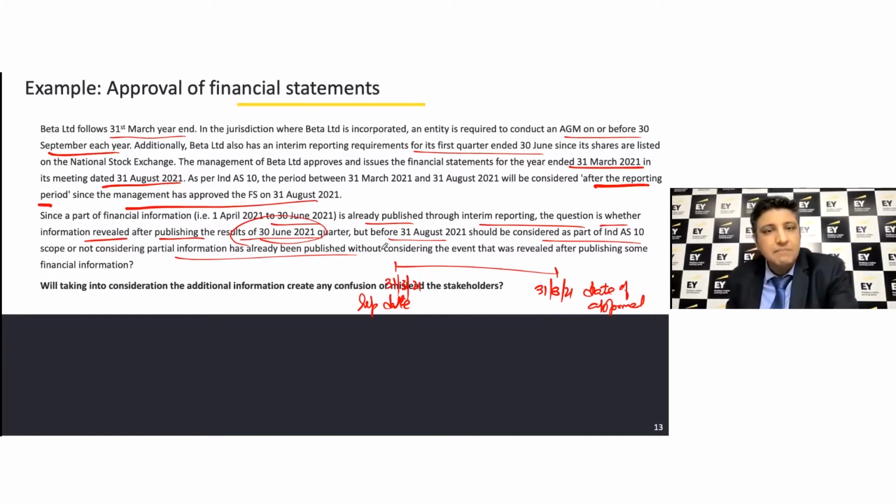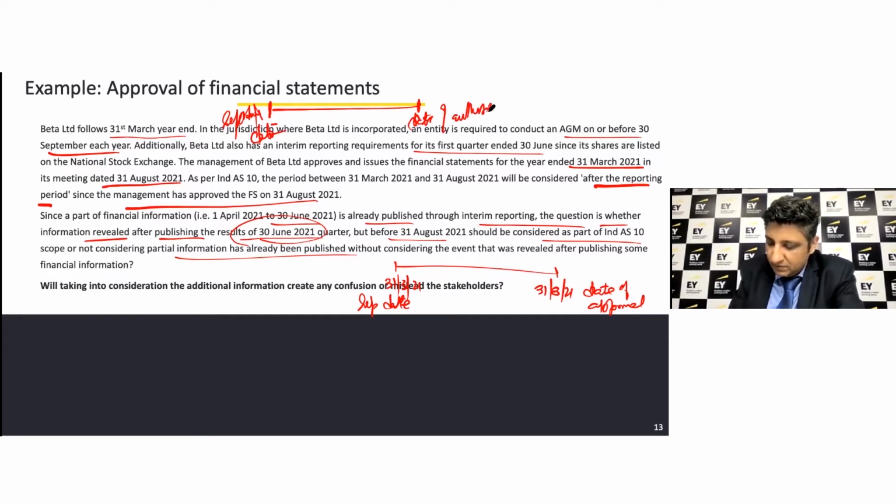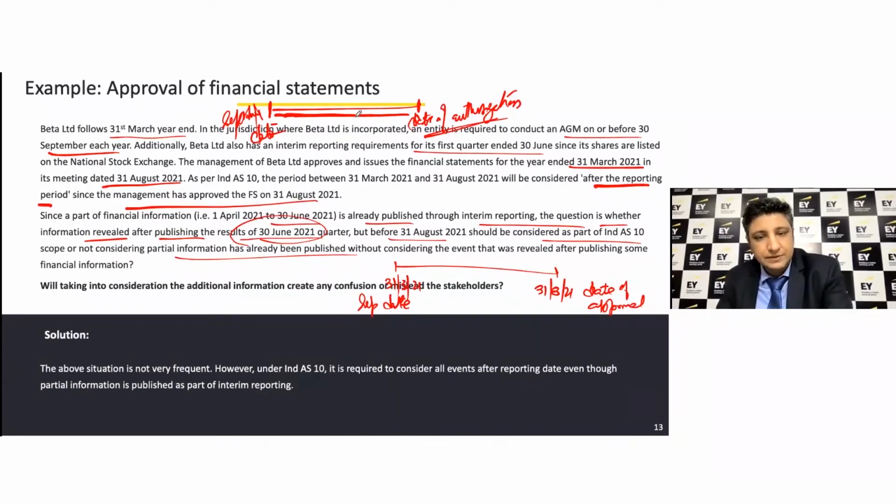You still want to remind yourself that the very basis of those events after the reporting period is the reporting date and date of authorization, right? So even though this kind of event can happen in rare circumstances, and is not something which is common to find, if at all that happens, it does not change the scoping of this particular standard. So you still continue to show those events, even if a partial information has been published as a part of the interim reporting.